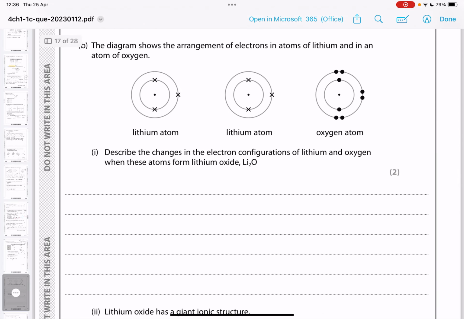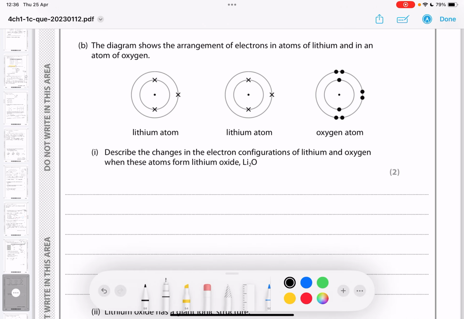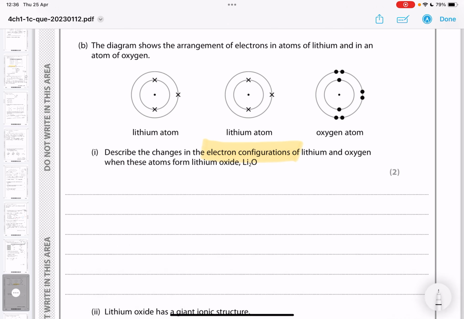Next question. The diagram shows the arrangement of electrons in atoms of lithium and in an atom of oxygen. Describe the changes in the electronic configurations of lithium and oxygen when these atoms form lithium oxide, Li2O. Okay, so let's work out the initial electronic configurations and then the final electronic configuration. So for lithium, it's going to be 2.1 because you've got 2 electrons in the inner shell and then 1 electron in the outer shell. And for oxygen, it's going to be 2.6.